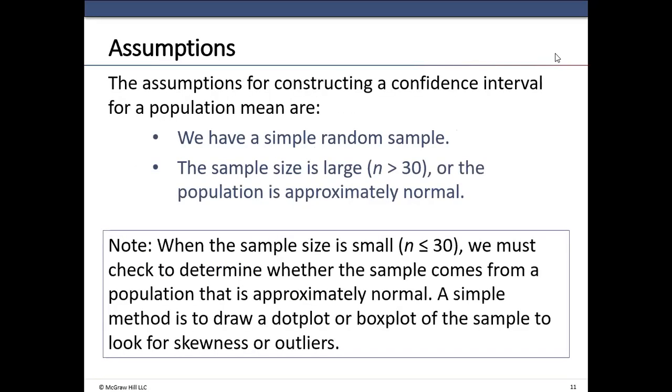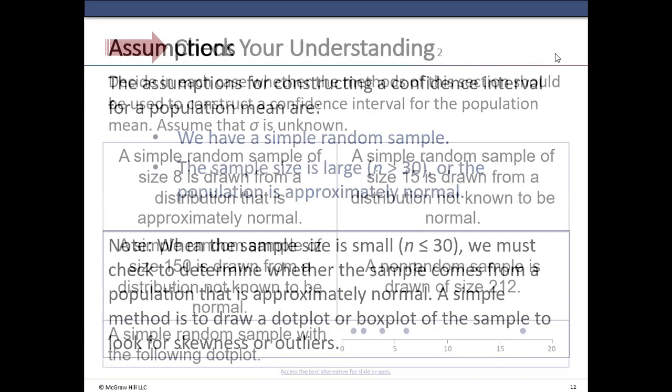Assumptions. The assumptions for constructing a confidence interval for a population mean are: we have a simple random sample. The sample size is large, n greater than 30, or the population is approximately normal. When the sample size is small, less than or equal to 30, we must check to determine whether the sample comes from a population that is approximately normal. A simple method is to draw a dot plot or box plot of the sample to look for skewness or outliers.